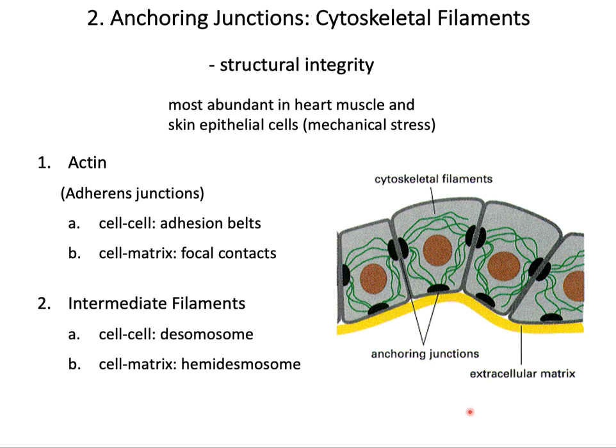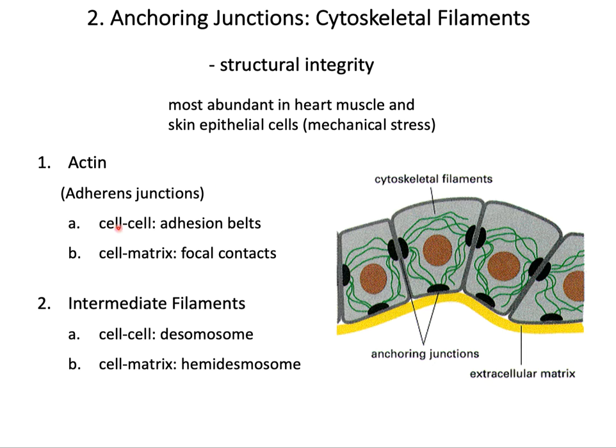When cells interact with each other through actin, the junction is known as an adhesion belt. That's the first of the actin-based anchoring junctions. When cells interact with the extracellular matrix, again utilizing actin, these junctions are known as focal contacts. So focal contacts and adhesion belts are examples of actin-based anchoring junctions. And I should mention that actin-based anchoring junctions are sometimes referred to as adherens junctions.